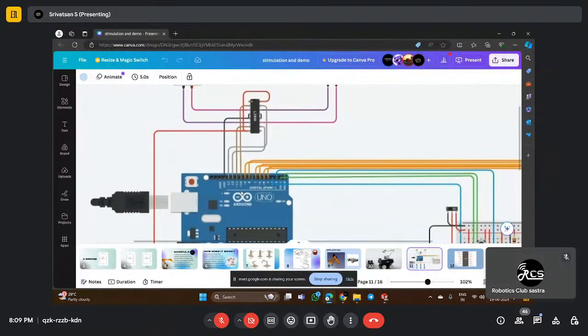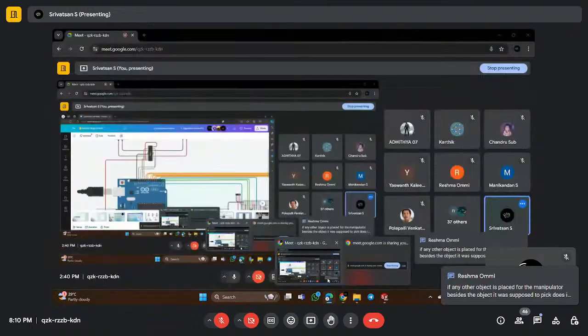Input pin 1 is connected to pin number 10, input pin 2 is connected to pin number 11, and inputs 3 and 4 are connected to pins 12 and 13, as you have seen in the circuit diagram.